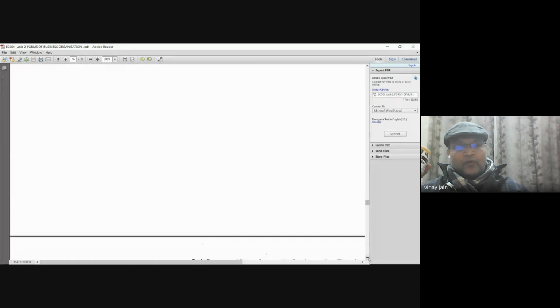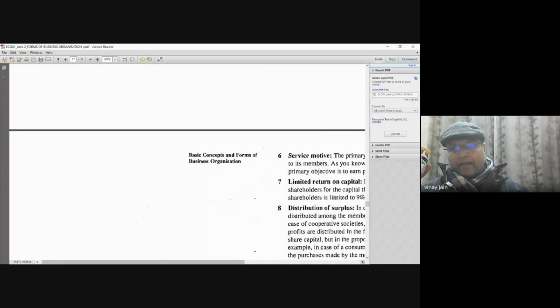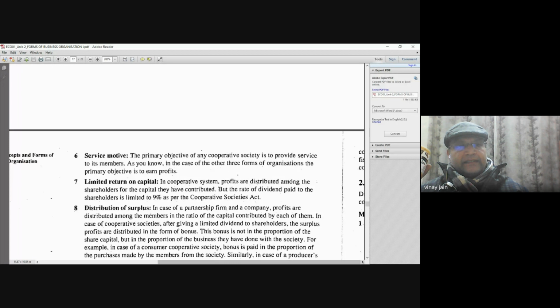So if we are going through this cooperative society, then another feature is service motive, guys. The primary objective of any cooperative society is to provide service to its members. As you know, in case of the other three forms of organizations, the primary objective is to earn profit. But here you need to understand that while you are in a cooperative society, you need to keep in mind that your primary objective is to serve the society, or importantly, to serve its members.